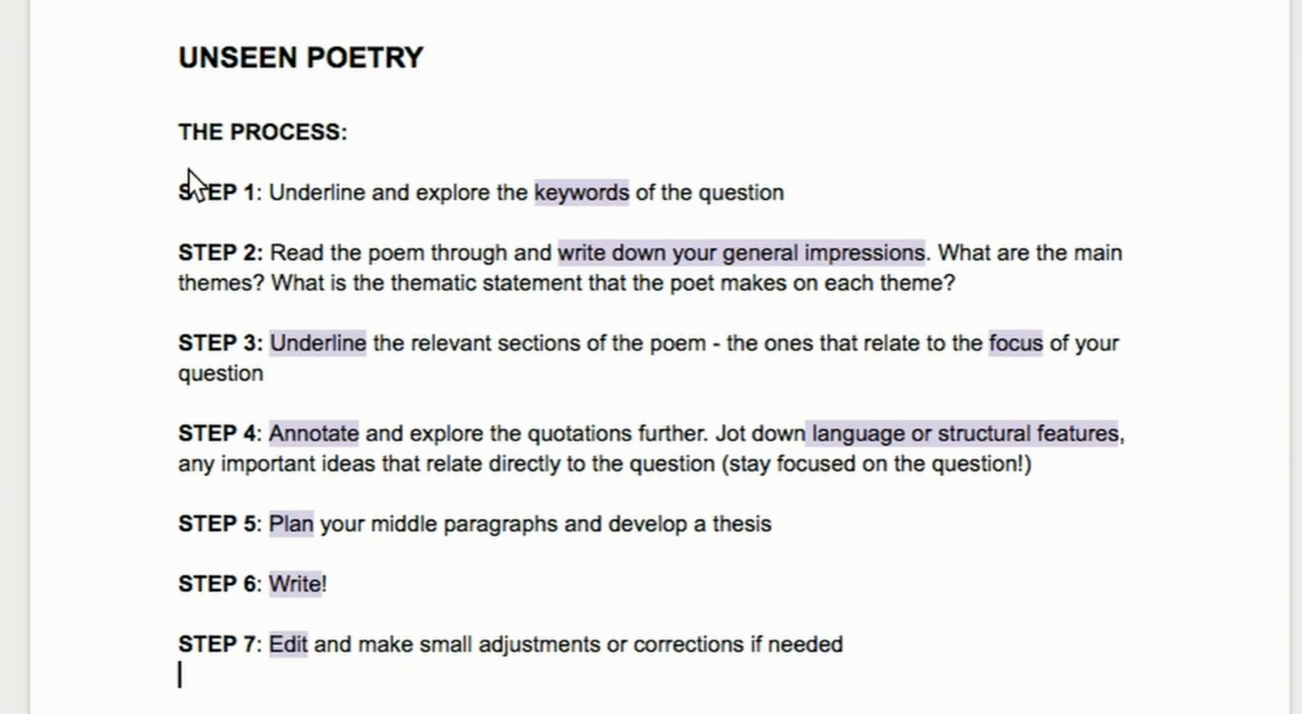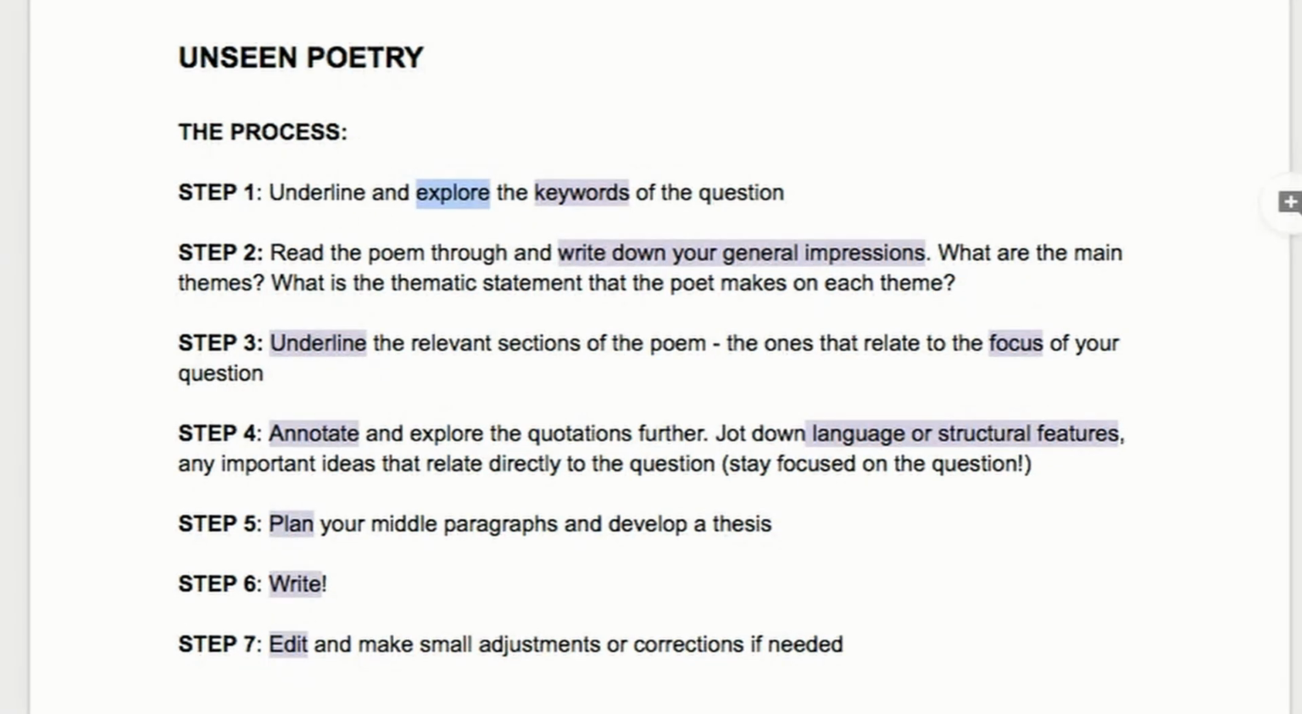So the first thing we do is underline keywords of the question and explore them. By explore, what I mean is pick them apart, make sure you fully understand them, make sure you fully understand what the question is asking you to do in terms of looking at the poem. So underline and explore the keywords of the question.